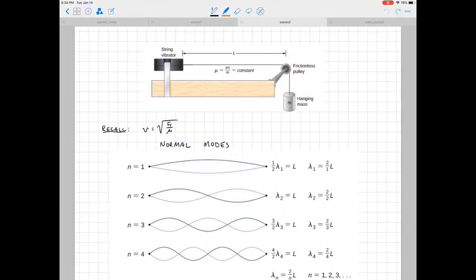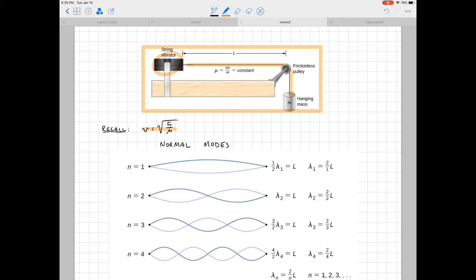Okay, now we know about standing waves, and so we're going to look at this example where we've got a hanging mass connected to an oscillating mechanism by way of a string. All right, so the fact that we've got a hanging mass connected to this string means that we've got some tension in the string, and that means that we can determine that the speed of any wave that gets generated in this string is related to the square root of the tension in the string divided by the linear mass density of the string.